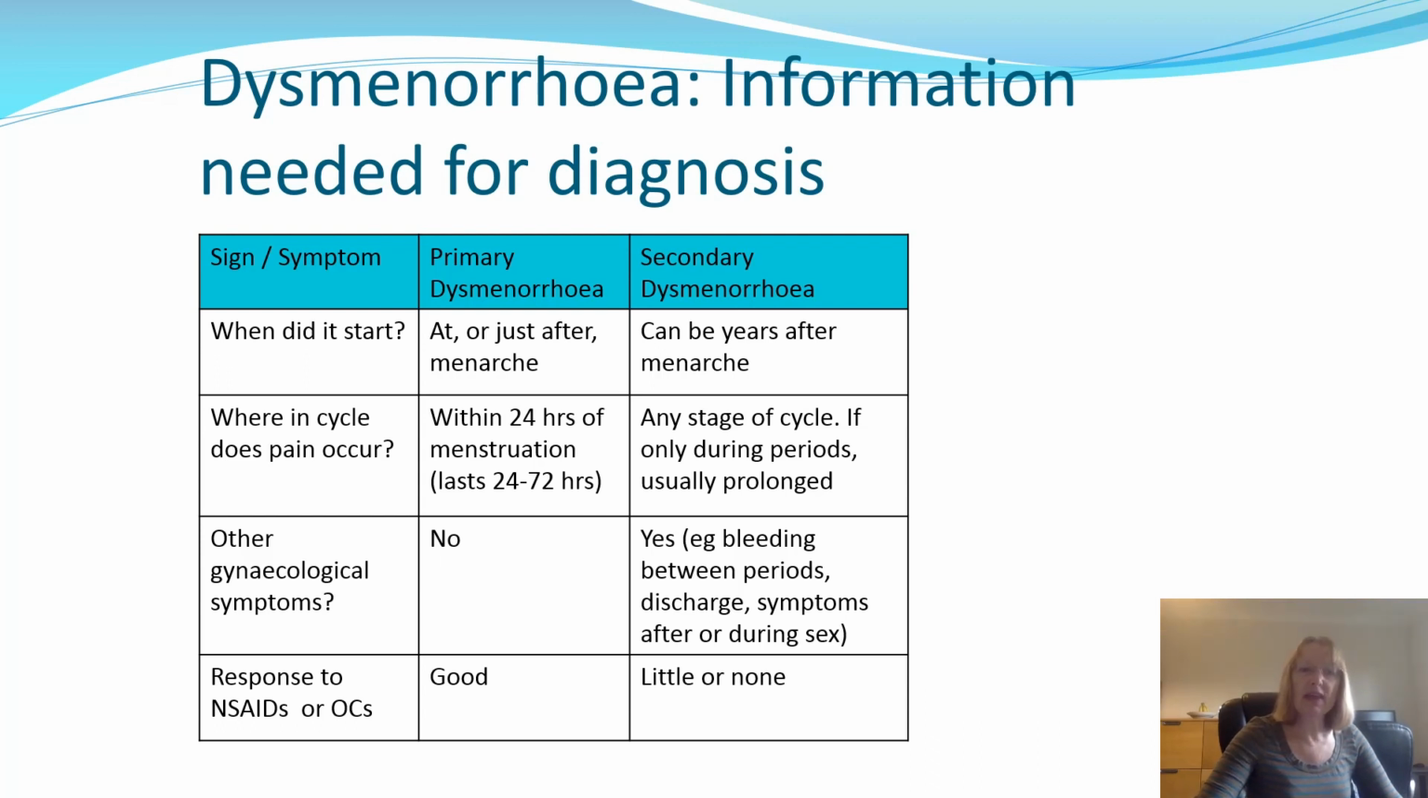Are there any other gynecological symptoms? If not, then it's primary dysmenorrhea. If there are, such as bleeding between periods or having pain after sex or during sex, then that's not going to be primary dysmenorrhea. And if somebody's already tried treatment such as non-steroidal anti-inflammatories and they've got a good response, it's more likely to be primary dysmenorrhea.